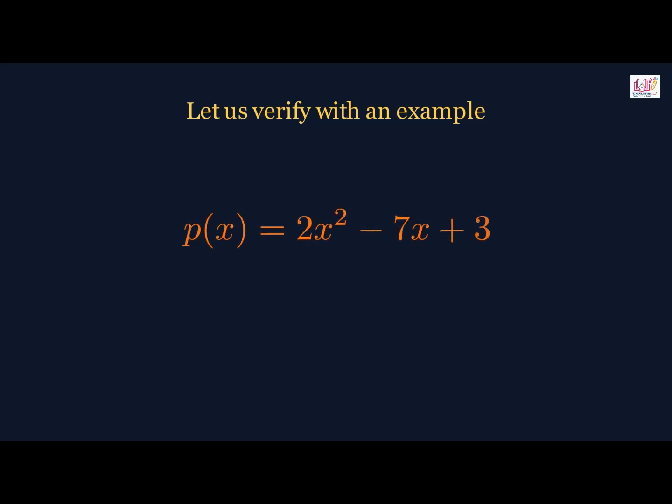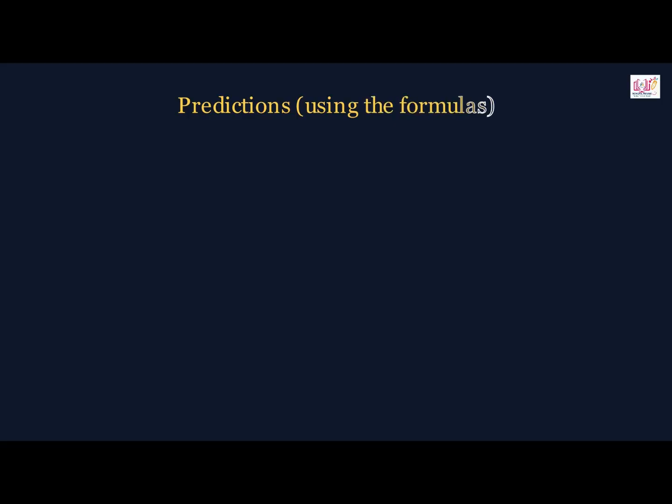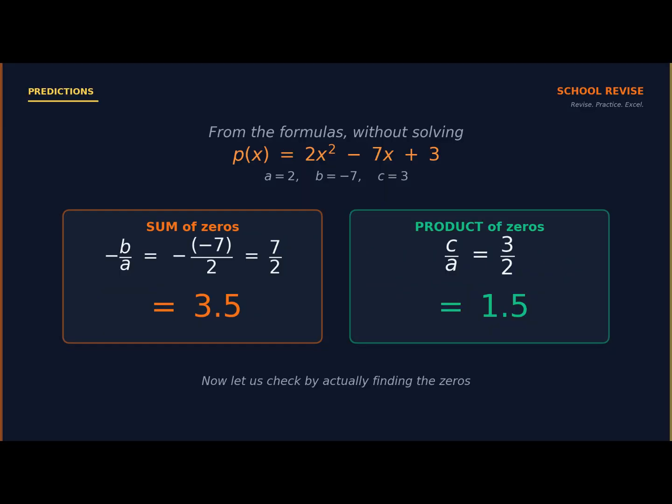Consider p of x equals 2x squared minus 7x plus 3. Here we can identify a is 2, b is minus 7, c is 3. Using the formulas, the predicted sum of the zeros is minus b over a, that is minus of minus 7 over 2, which equals 7 over 2, or 3.5. The predicted product is c over a, that is 3 over 2, or 1.5.